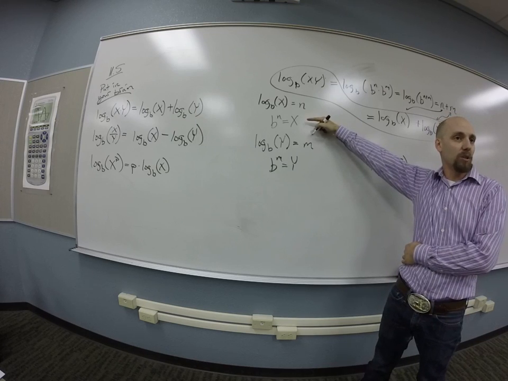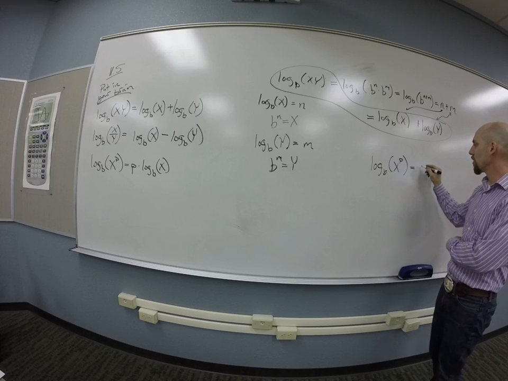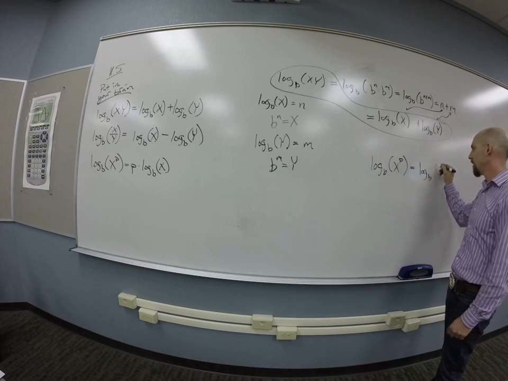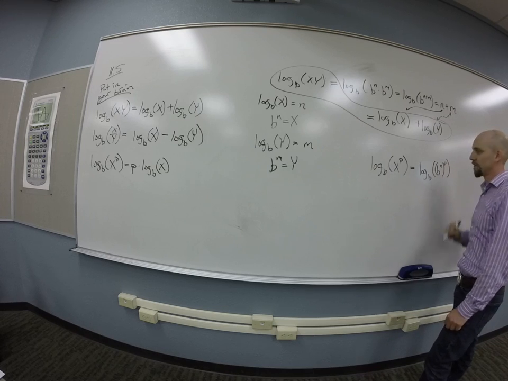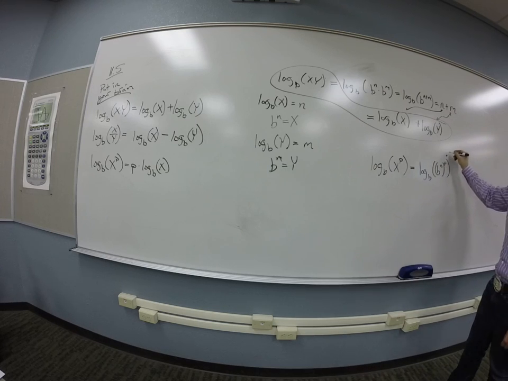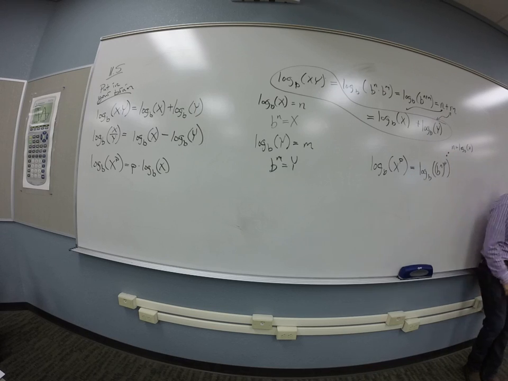I replaced x with some power of b. So let me do that same thing. Let me say, okay, this is log base b of b to the n, to the p power. This is me thinking, right? n is log base b of x. That's that same substitution I made over there for x. That's why I'm not rewriting it. You guys cool with this?